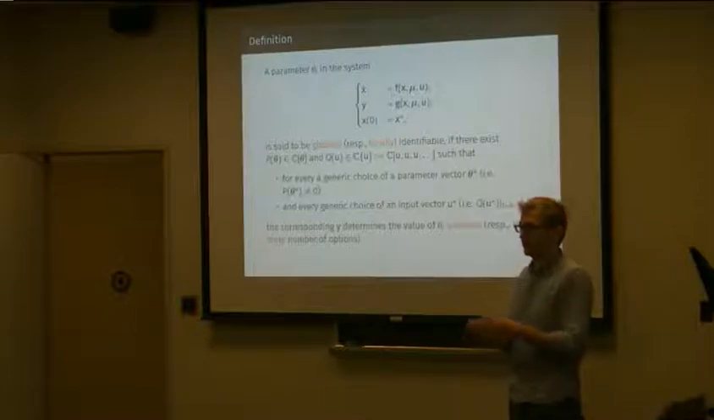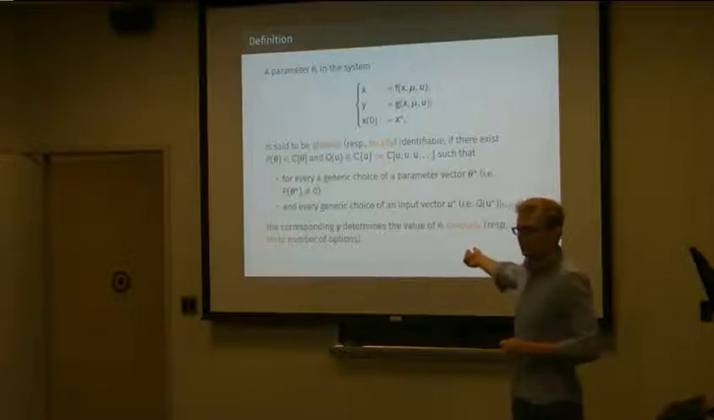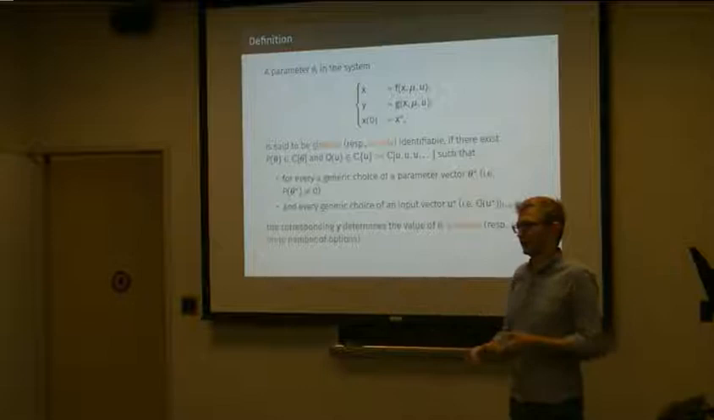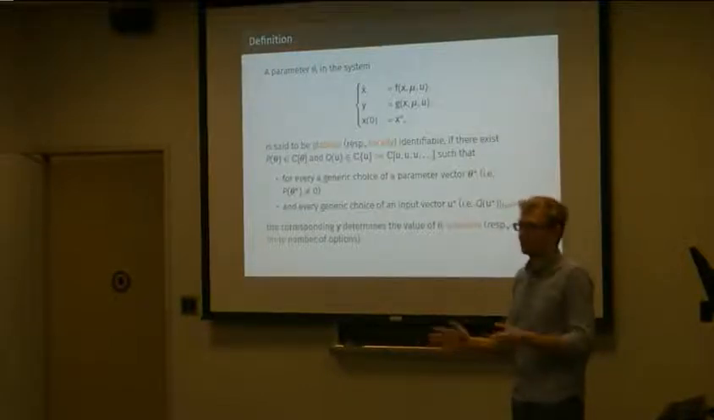In some neighborhood, everybody is uniquely defined. So you have a unique function y. And now, if this function determines back the value of theta i uniquely, then theta i is globally identifiable. If it determines it up to a finite number of options, then it's locally identifiable.